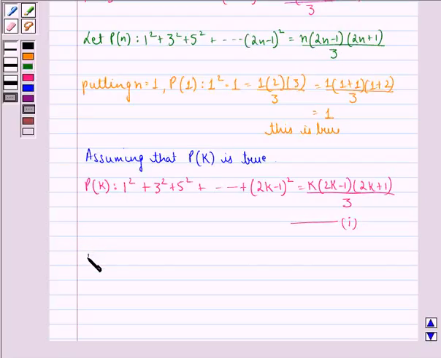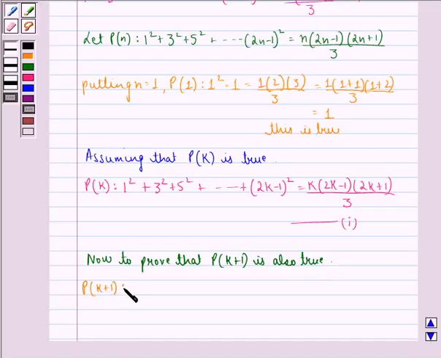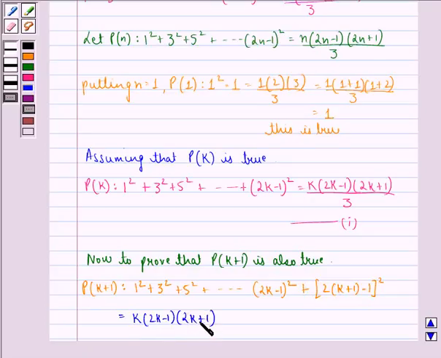Now, to prove that P at k plus 1 is also true. P at k plus 1 be 1 square plus 3 square plus 5 square up till (2k minus 1) the whole square plus (twice of k plus 1 minus 1) the whole square. This is equal to k into (2k minus 1) into (2k plus 1) divided by 3 plus (twice of k plus 1 minus 1) the whole square, and this we get using the first equation.